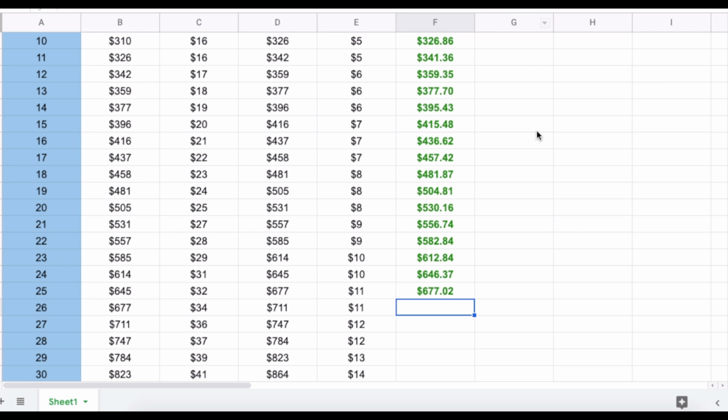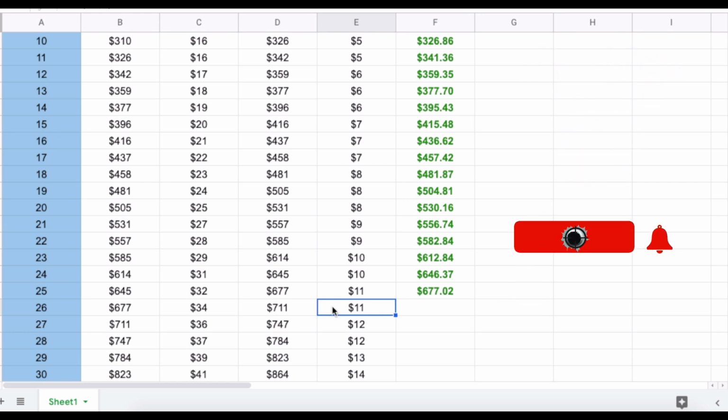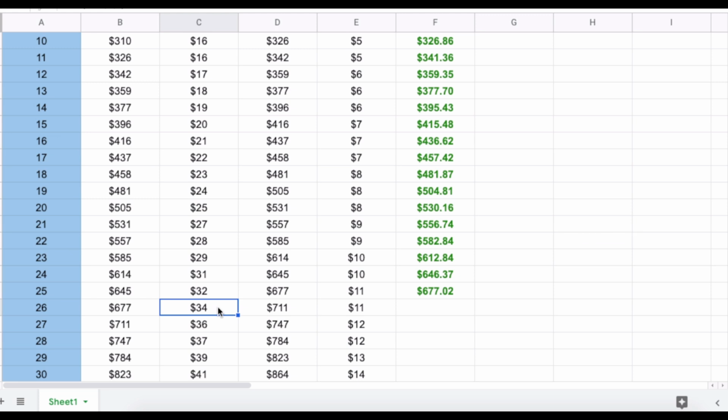Let's go ahead with session number 26. We left off with a balance of 677.02. And for session number 26, we are sticking with $11 as our unit size, looking for a balance of $711, which means we have to make around $34 for session 26. We will be playing X marks the spot.